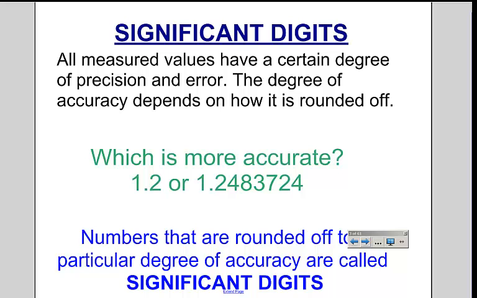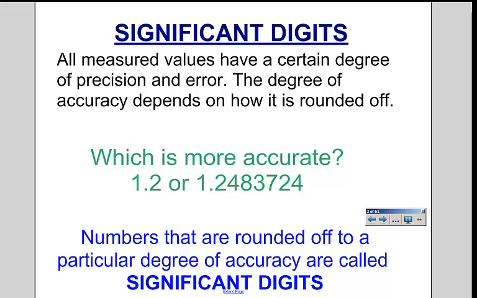So the first thing we have to talk about is in physics, it's really important to know what is significant when we're talking about numbers, because if you're using the wrong number or you're not rounding it correctly, then that can screw up your whole thing. So rounding in science is a little bit different than what we've learned about before. We're going to talk about something called significant digits. And these are all measured values that have a certain degree of precision and error. So what we basically do is we take the numbers that count the most and we get rid of the rest.